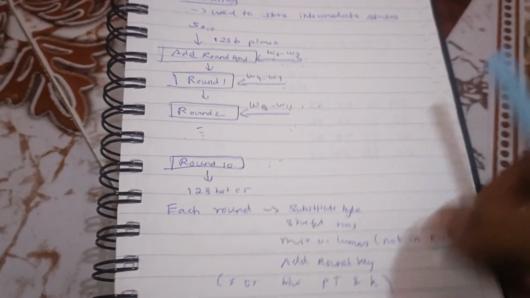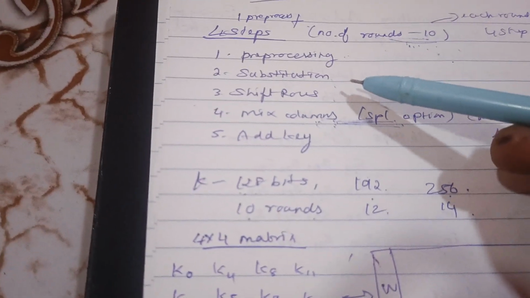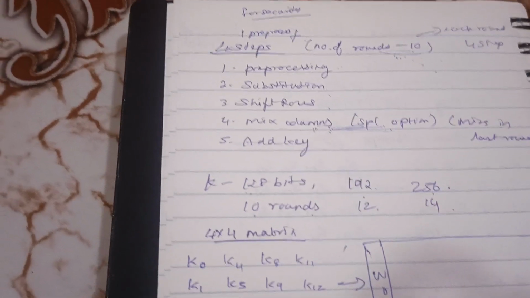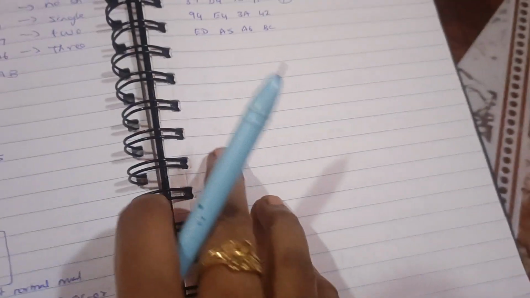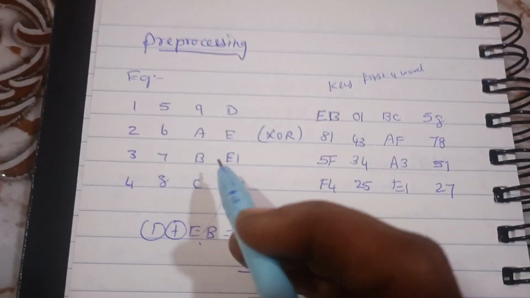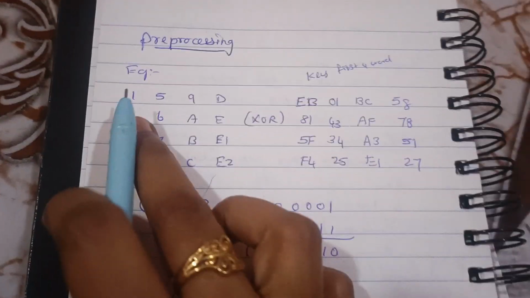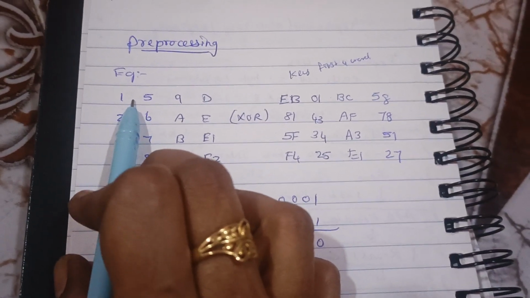Okay, next we will see the steps. I told you, right? Here we are having 4 steps: pre-process, substitution, shift row. In every round, what is all happening we will discuss. So first round is pre-processing. In the pre-processing round, what is happening? For example, I have taken this as the input array.